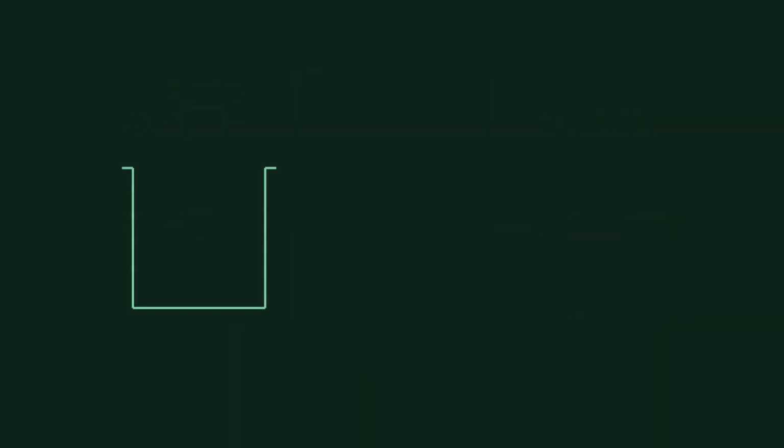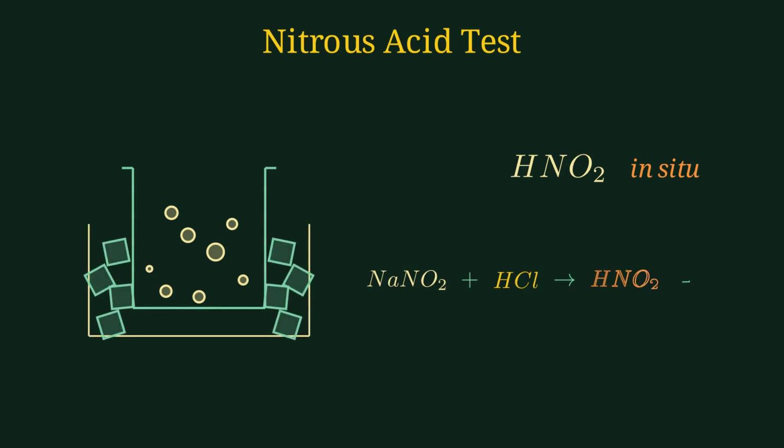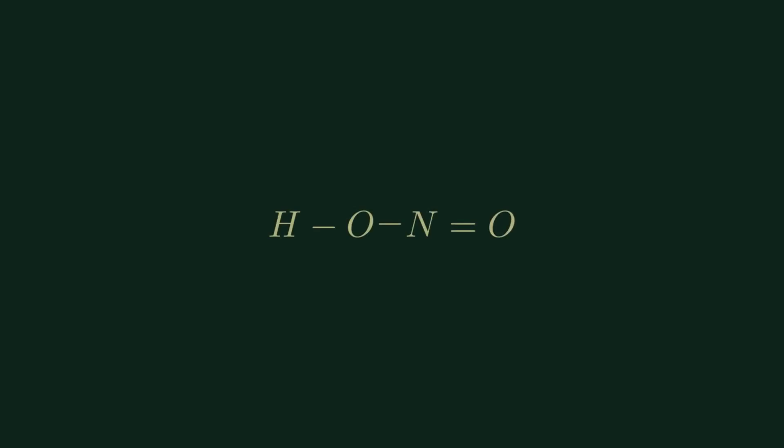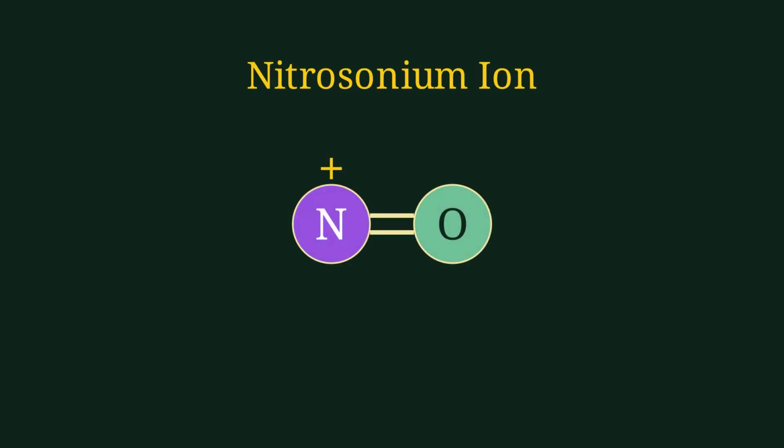Let's move to a test that is perhaps a bit more dramatic and arguably more chemically complex: the nitrous acid test. Nitrous acid, HNO2, is unstable, so we have to make it in situ by reacting sodium nitrite with hydrochloric acid at very cold temperatures, usually in an ice bath. When these react, they generate the electrophile we care about, the nitrosonium ion, NO+. This ion is a powerhouse. It's a nitrogen atom looking for electrons.